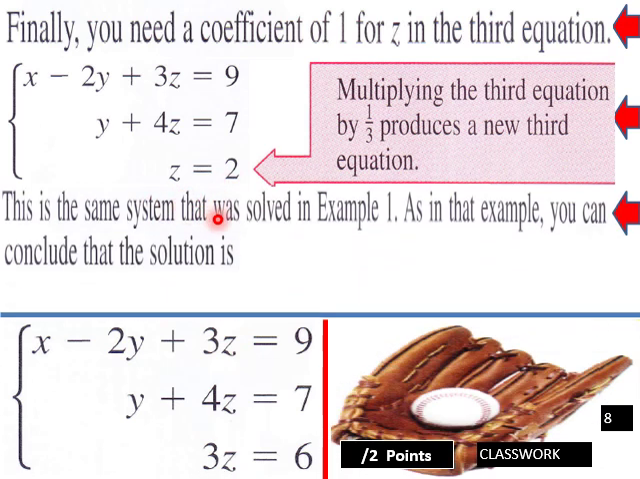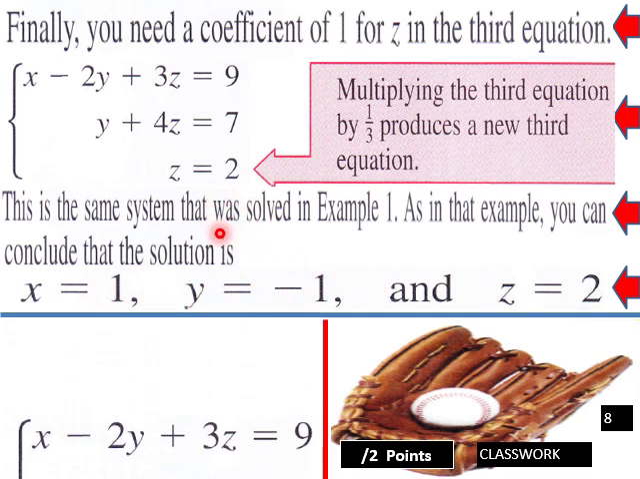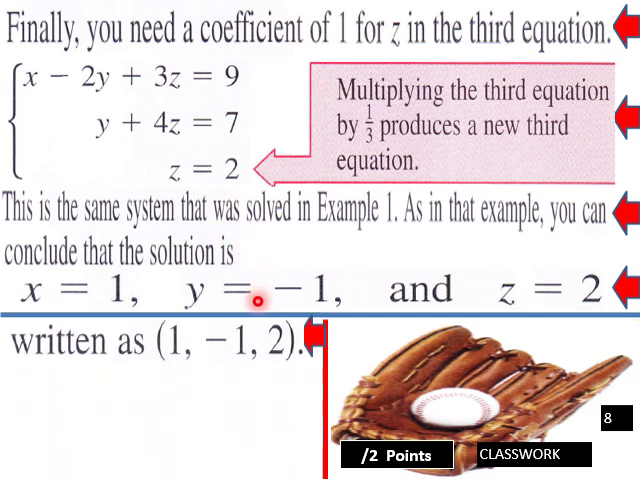So this is the same system that was solved in example 1. As in that example, you can conclude that the solution is x equals 1, y equals negative 1, and z equals 2. And so what would that look like as an ordered triple? It would be this: 1, negative 1, and 2. That would be your ordered triple.